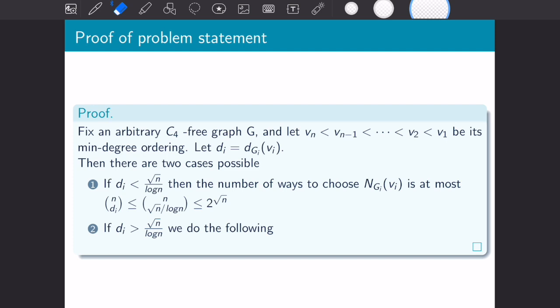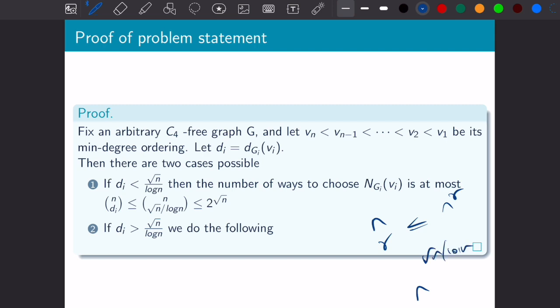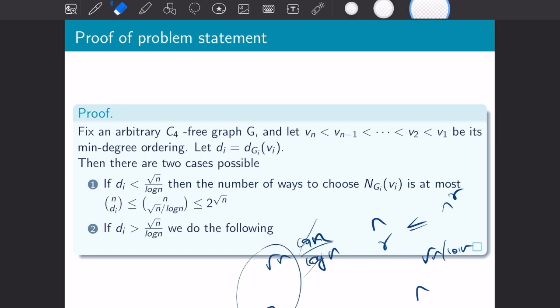The number of ways in which we can select the neighbors of vi is n choose di, and as di is less than or equal to root n by log n, if we directly substitute it, we'll get this. And using the inequality that n choose r is less than or equal to n power r, if we substitute that, we'll get n power root n by log n, which is order of 2 power root n into log n by log n. These two get cancelled, and we'll finally get the result of less than or equal to 2 power root n.